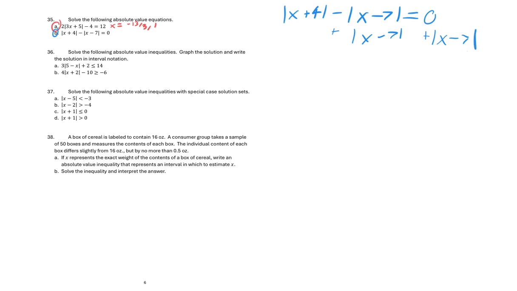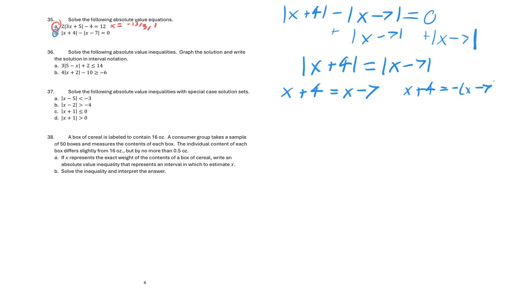Not in parentheses, it's an absolute value bar. So the absolute value of x plus 4 is equal to the absolute value of x minus 7. We know that our solution is going to be positive or negative values of what's inside of here. So one of them is going to be x plus 4 is equal to x minus 7. Another one, how we can write it, is make one of them negative. So we're going to say x plus 4 is equal to negative x minus 7.